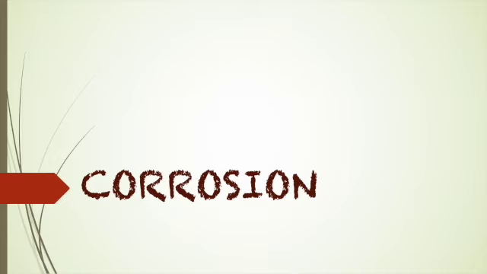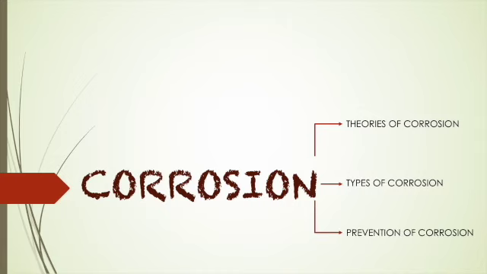Now since exams are just around the corner, today we will target to cover one entire topic of corrosion. To study this topic, we will divide it into 3 phases. In the first phase we shall learn about the theories of corrosion. In the second phase we will learn about the different types of corrosion that we can see around us. And in the third phase, we will be dealing with the prevention of corrosion, how to prevent different types of corrosion. So let's give it a quick start.